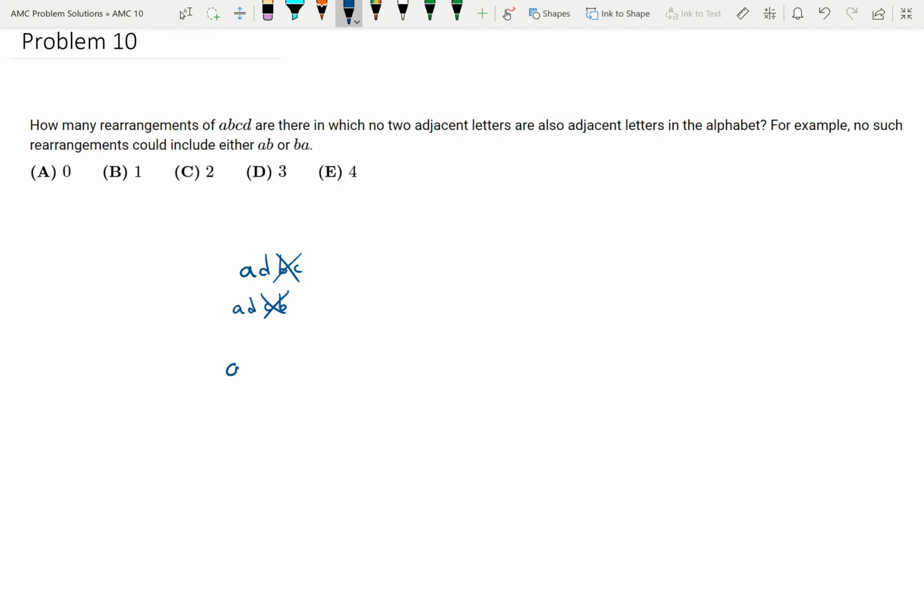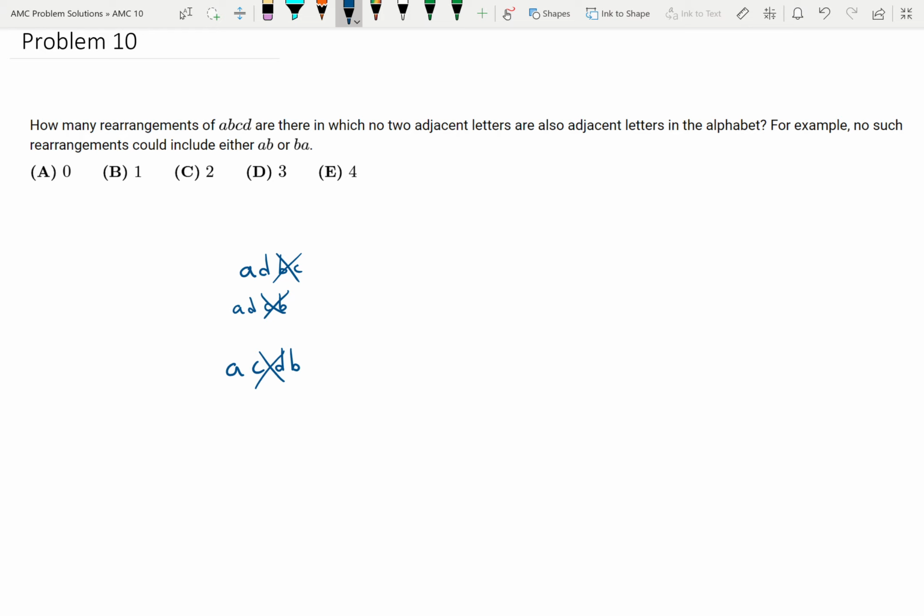So that means I've got to have A, C, and then the next letters have got to be, if I do A, C, and then D, B. But that actually doesn't work either because C and D. So nothing that starts with A works.